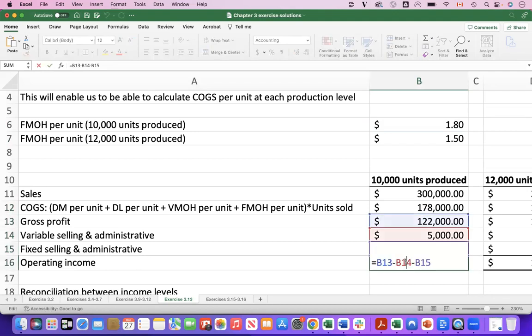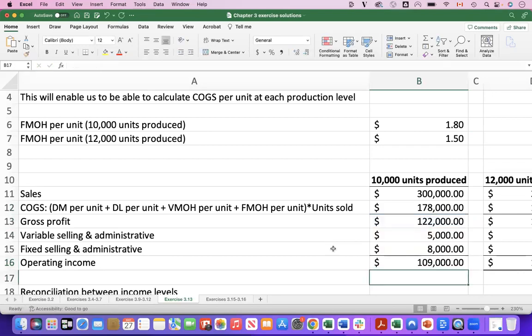To calculate the operating income at this activity level, we take the gross profit of $122,000 and subtract out both the variable selling and admin, and the fixed selling and admin. We get an operating income at this level of $109,000. Now you might be wondering, why would income differ if we're going to increase production? Why is that the case?